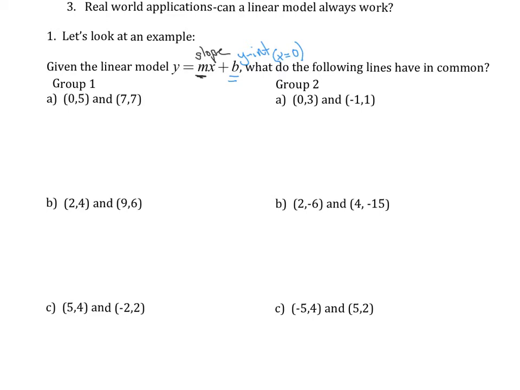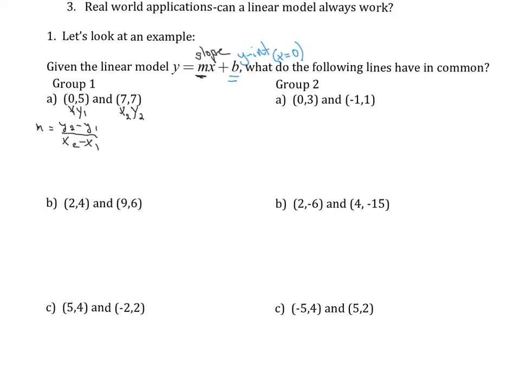So in this one, we've got the point 0, 5 and the point 7, 7. The 0 represents an x value, as does this 7. And the 5 is a y value, as is this 7. Now, to tell the different points apart, we're going to subscript them. This is going to be x1, y1, and this will be x2, y2. And to find the slope, we use the formula m equals y2 minus y1 over x2 minus x1.